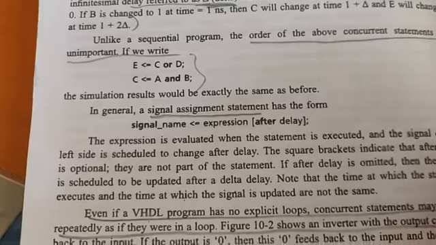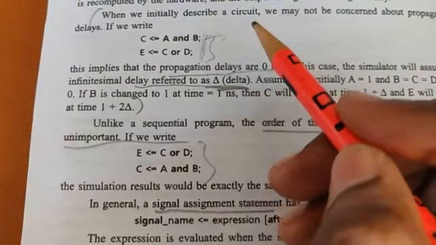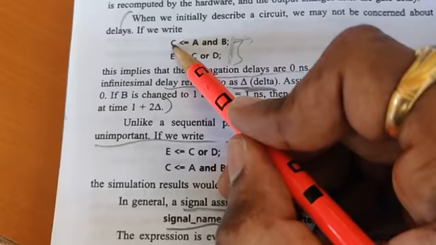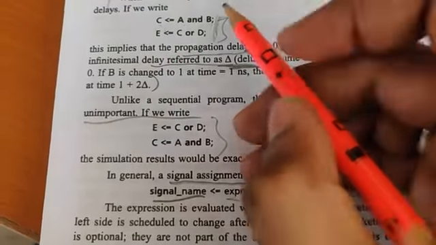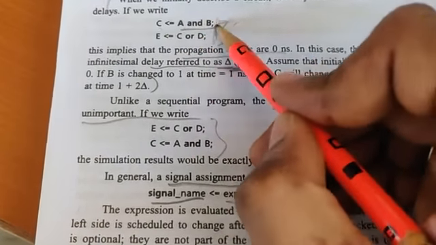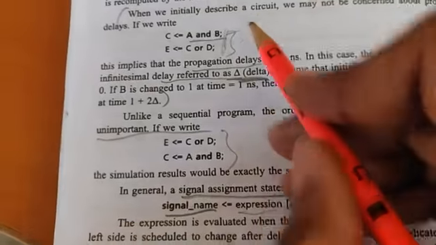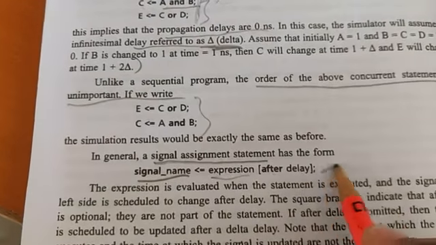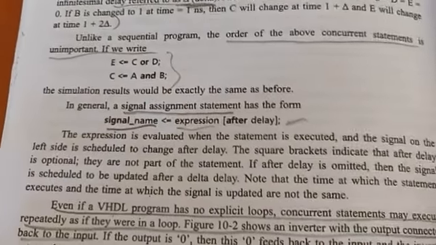So this is a signal assignment operator. The syntax is signal name; here the signal name is C, and the expression is A and B. After delay is the amount of time taken to change. This is the syntax for a signal assignment operator.